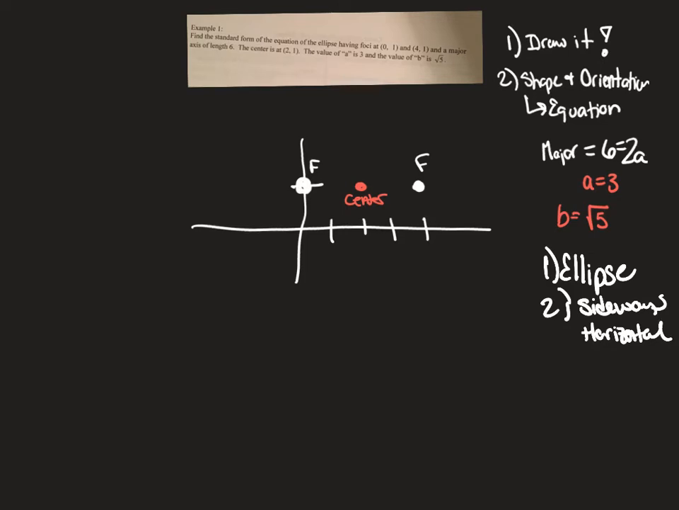Okay, so let's use what they told us. A is 3. So if we wanted to finish drawing this, we could. 1, 2, 3. This would have been a vertex. And then 1, 2, 3. This would have been my other vertex. And b is the square root of 5, which isn't a very pretty number, so I'm going to leave it alone.